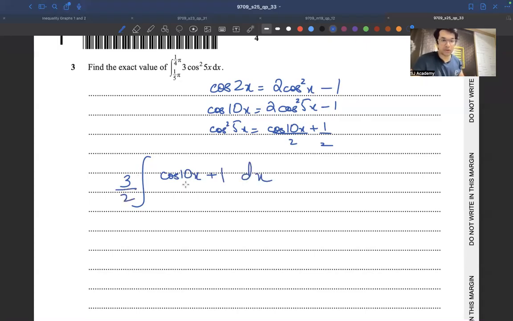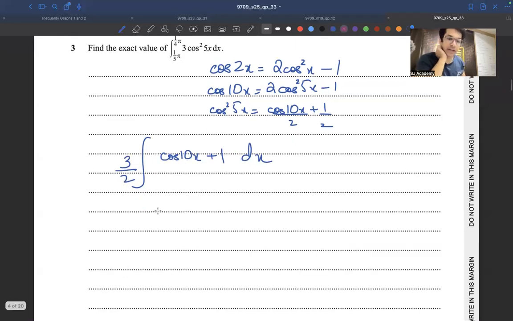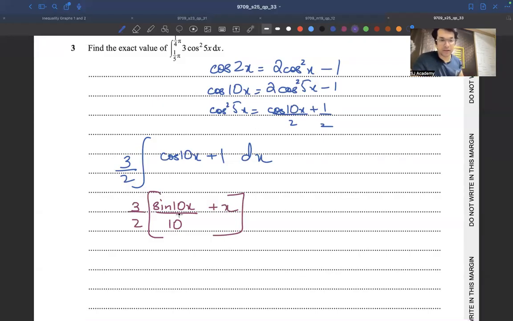Now integrating cos of 10x, the integral of cos is sine. So we'll get sine of 10x divided by the derivative of 10x, that is 10. And integrating 1, we'll get x. So now our integral is done and we can multiply by 3 upon 2. Or we can simply plug in the limits and then multiply by 3 upon 2 with the final answer.